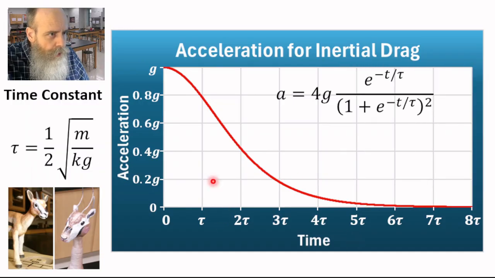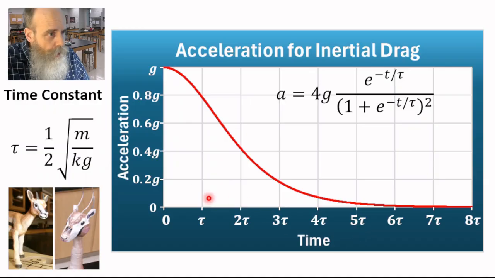When t equals 0, the acceleration was equal to g. It starts with a slope of 0, and it decreases as time increases. Initially, it is concave down. Then it becomes concave up, and it falls to 0. After a time of about 7 tau, it has reached steady state. Note that for viscous drag, it reached steady state after a time of 5 tau.